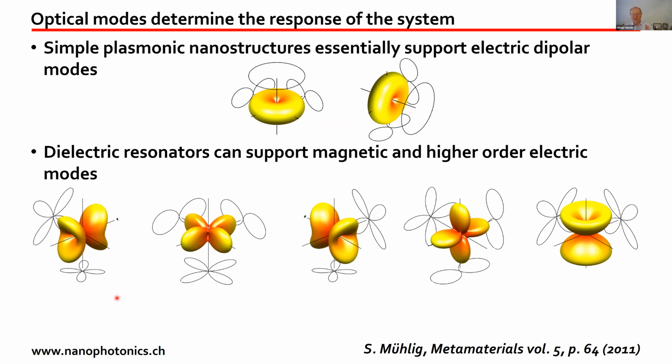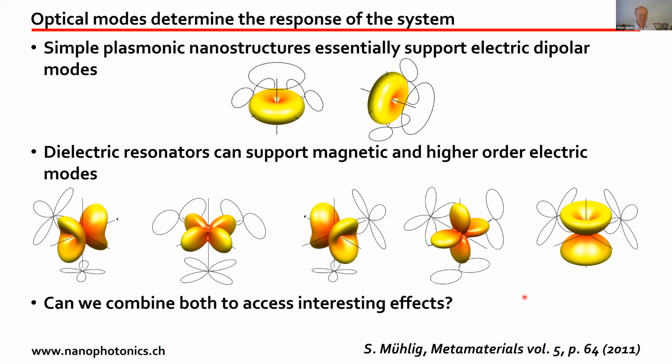So it's a little bit now as if you would like to play Scrabble and make nice, interesting words. If you only play with metals, let's say you have only the vowels. But if you also include dielectric, then you can also have the consonant letters. And of course, if you mix the two together, the hope is to be able to have a more interesting vocabulary and make more interesting words.